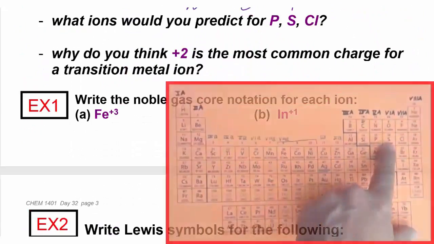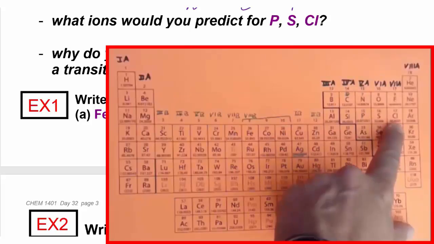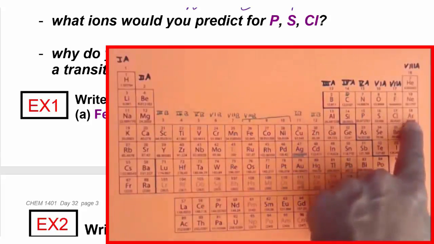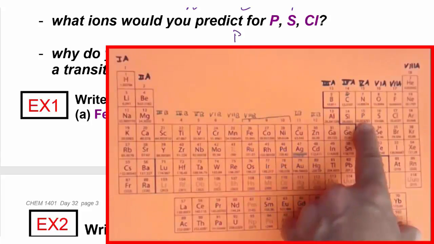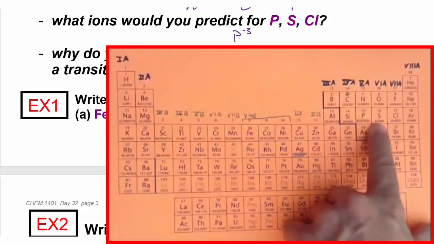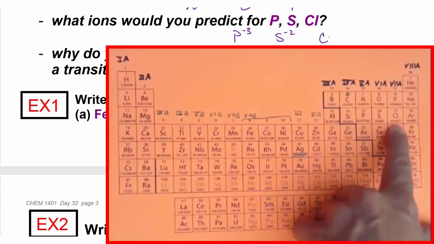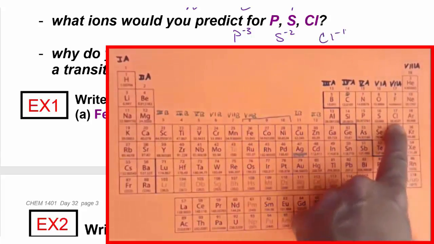How about for phosphorus, sulfur, and chlorine? The same argument. They want to be isoelectronic with argon. So phosphorus would become phosphide with a -3. Sulfur would become sulfide with a -2. And chlorine would become chloride with a -1 charge.